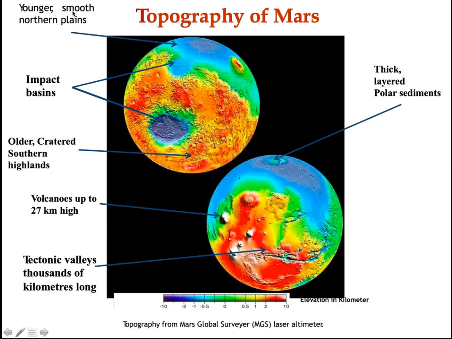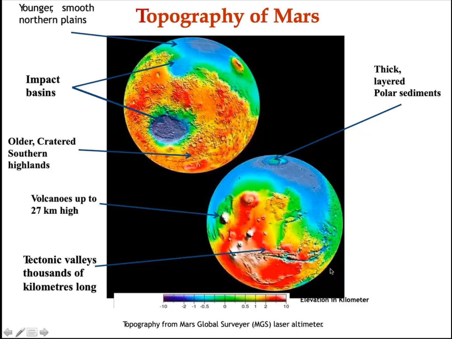The northern hemisphere is younger, with smoother plains. If you apply the crater counting technique, we can notice that it has a smaller number of craters. Because of that, planetary scientists consider this a younger region. Then towards the southern hemisphere, you can notice that a large number of craters are there. Because of that, it is known as older cratered terrain. Then huge impact basins are there, and also tectonic valleys thousands of kilometers long.